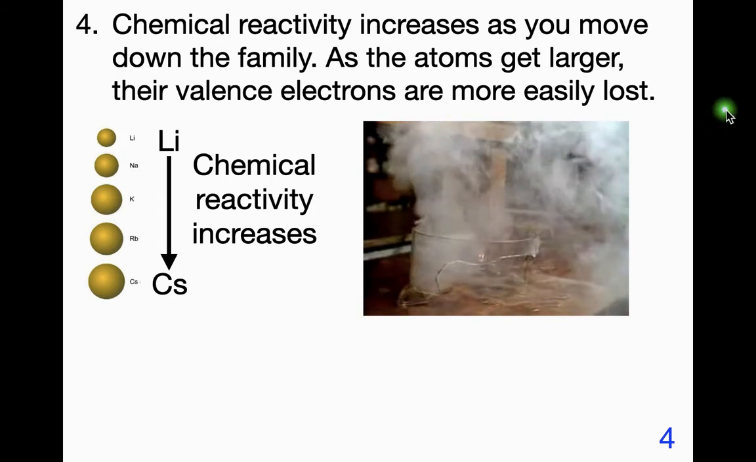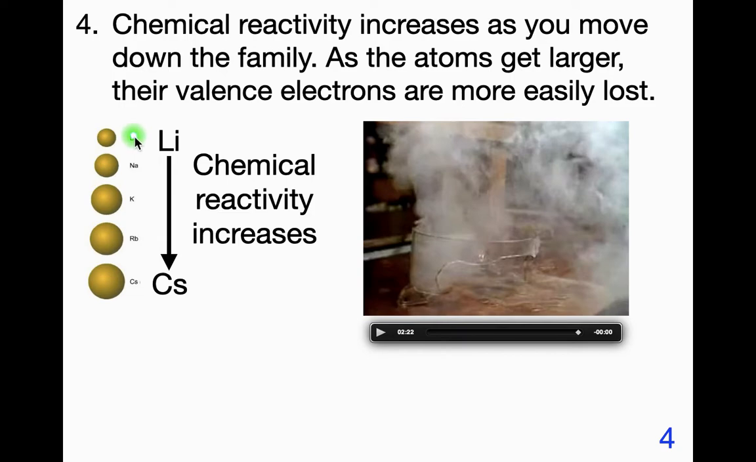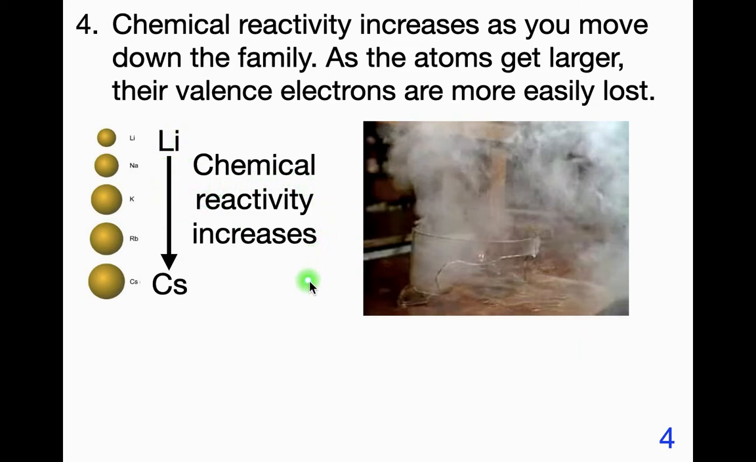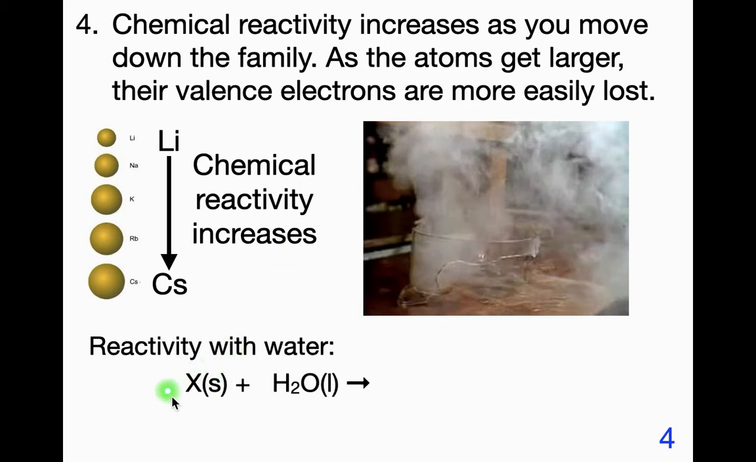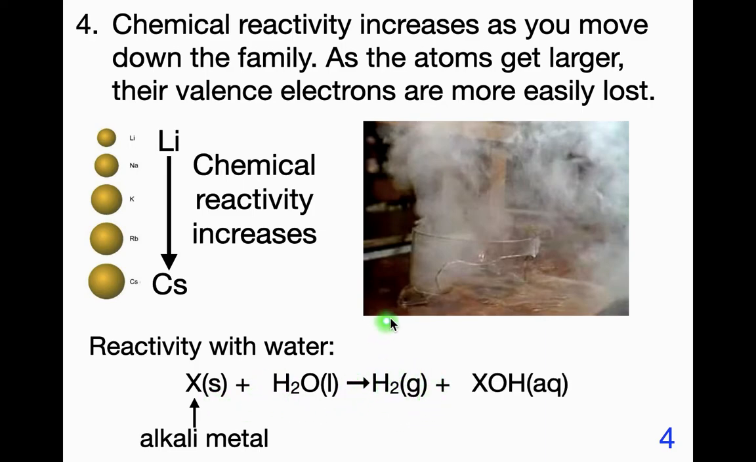I like how he says that reactions get more terrifying as you go down the family. Okay, now when the alkali metals react with water, there's a very specific chemical reaction that you're responsible for. Let X represent any of the alkali metals. When it reacts with water, it's going to form hydrogen gas, and that's what caused the flame. The heat that was given off in the reaction caused the hydrogen gas to burst into flames, and a base. Balance the equation. So this is a basic solution.